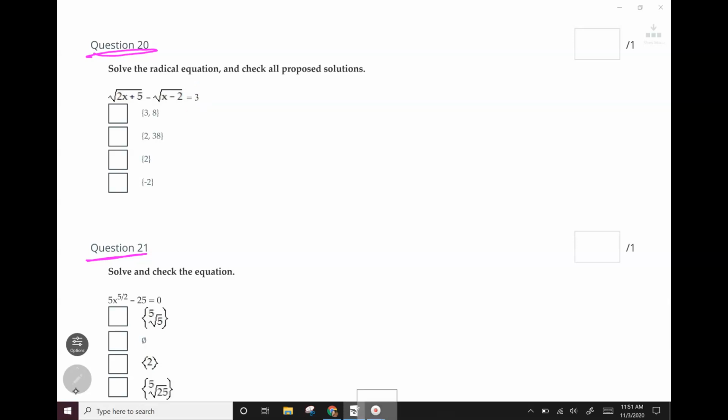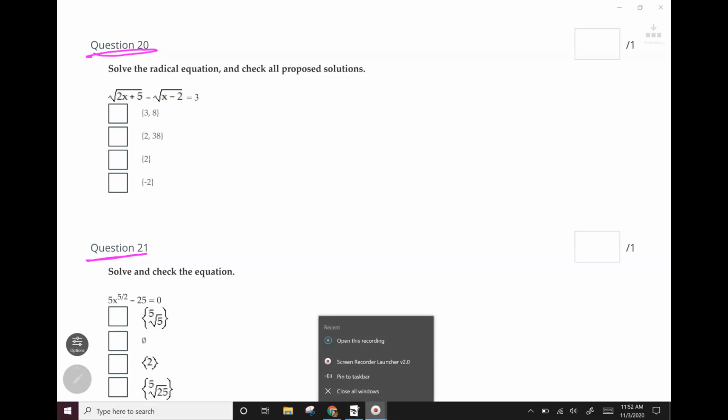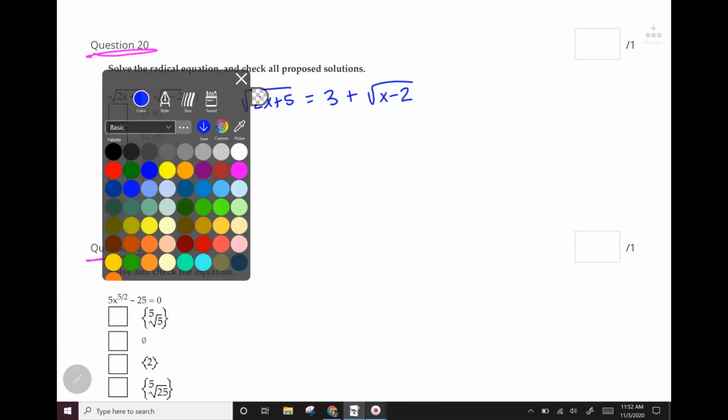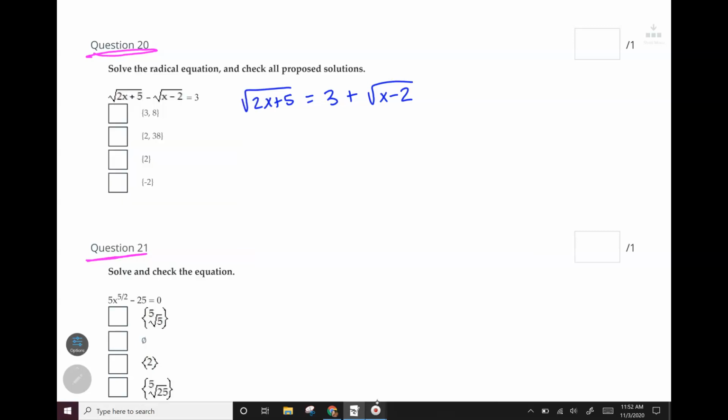So I'm going to move the square root of x minus 2 to the other side to start. So that gives me square root of 2x plus 5 equals 3 plus the square root of x minus 2. Okay, just move that over. Now I'm going to get rid of this radical on the left by squaring both sides. So that's just 2x plus 5. That's what we wanted. Get rid of that radical.